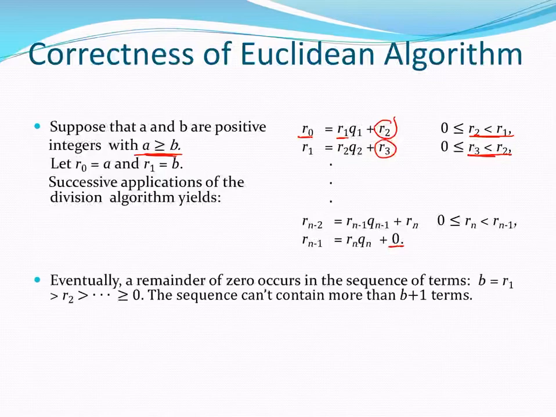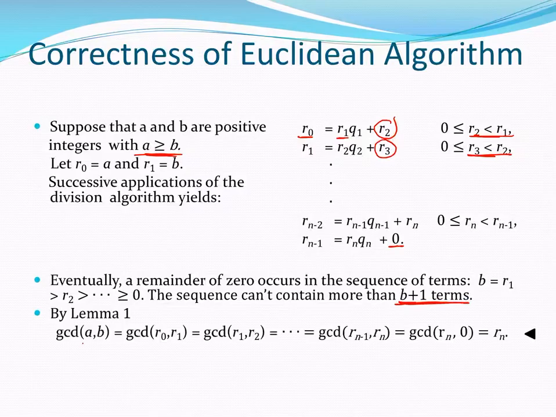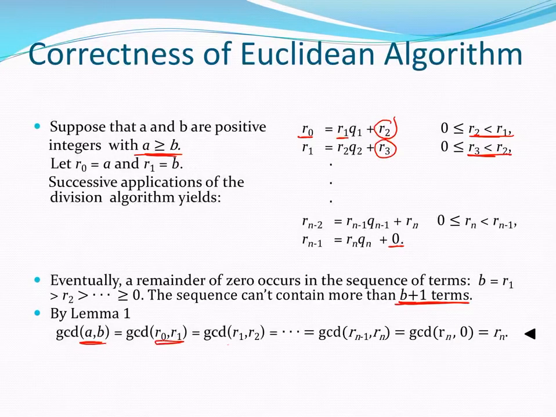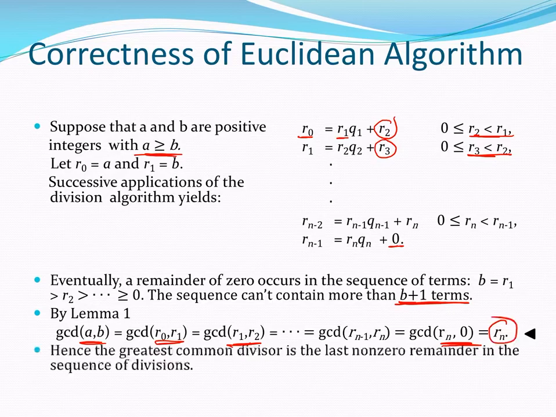And since r1 is equal to b, it can't take more than b plus 1 applications of the division algorithm. And by that prior theorem, each one of those pairs has the same greatest common divisor. And when we get to our stopping condition, the last non-zero remainder will be that greatest common divisor. And that's what we say here. And that is how the Euclidean algorithm works.